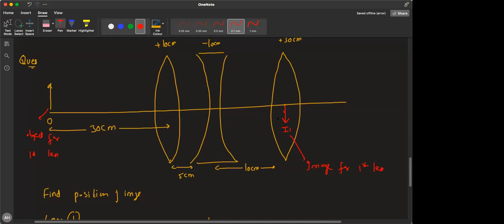Now think. Now I have to solve the second lens. What is the object for the second lens? I1. I1, right. So this image for the first lens will act as an object for the second lens. So this is the object for the second lens. And how much is this distance, between this and this? 10 centimeter, right? Here to here.